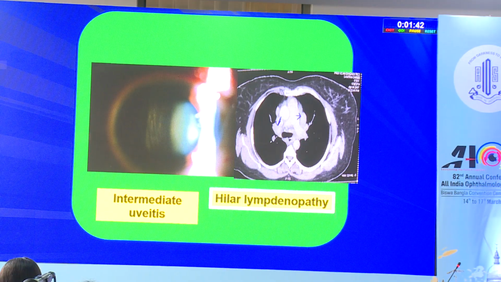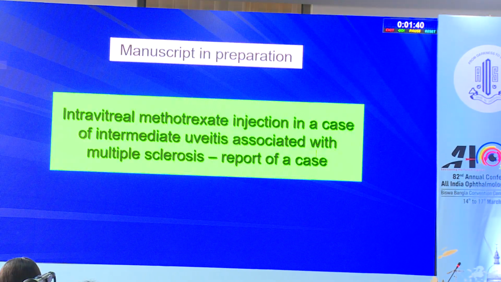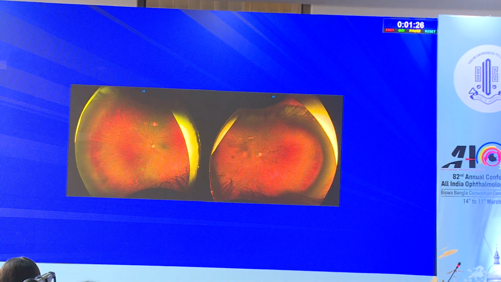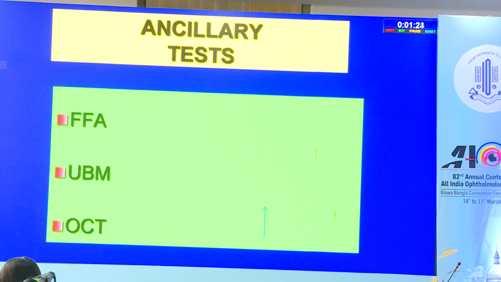Here you can see the bilateral hilar lymphadenopathy, and the intravitreal methotrexate also we have given in intermediate uveitis associated with multiple sclerosis, and it's a rare case of multiple sclerosis showing periventricular lesion of the cerebral white matter. And there's a vitreous exudate seen.